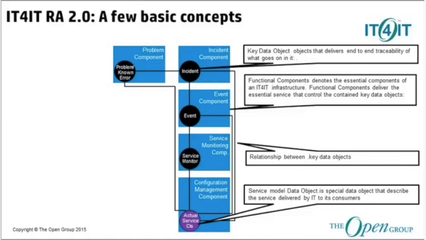Some of the key data objects are the ones that actually keep track of the real service model, the model of what IT delivers to the business, and they have a slightly different color, as you can see at the bottom. So the configuration management component will contain data objects that represent the actual services being delivered to the business, so configuration items in essence, in old CMDB speak.